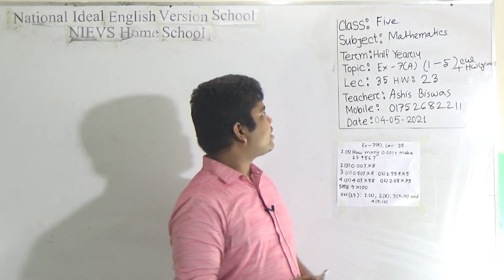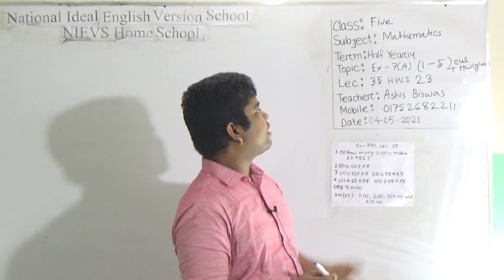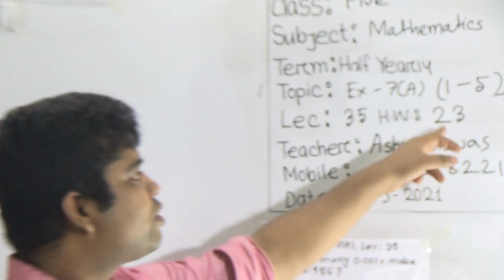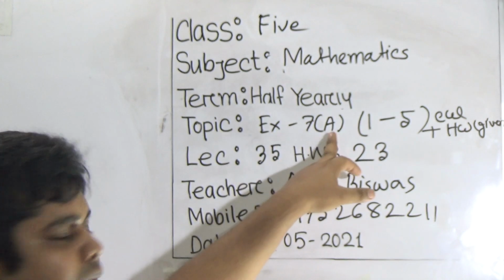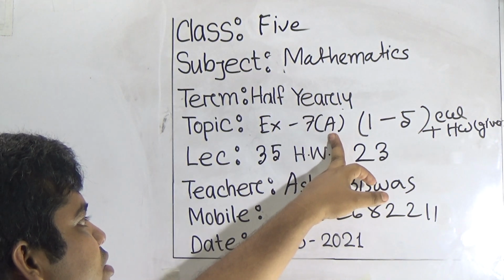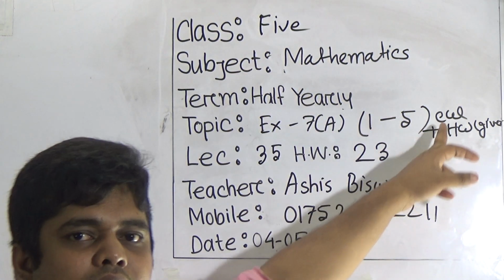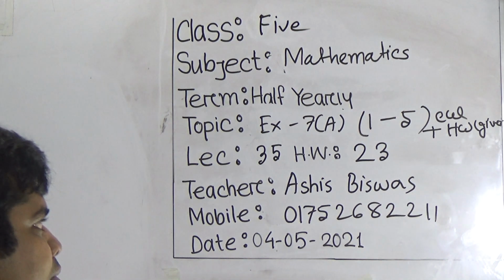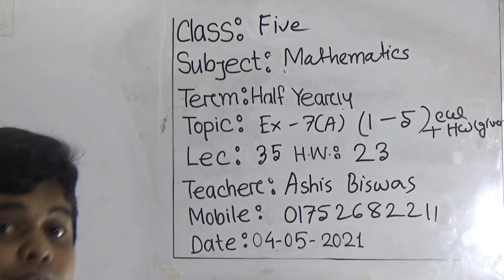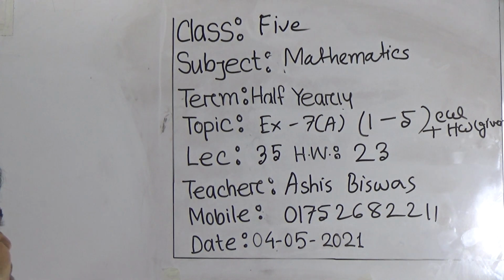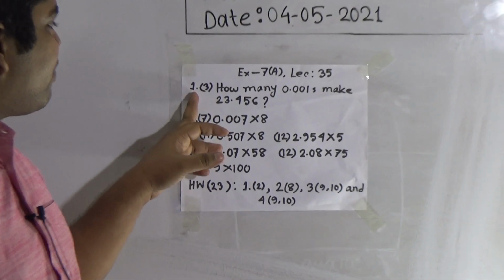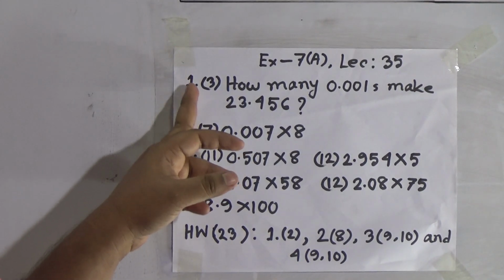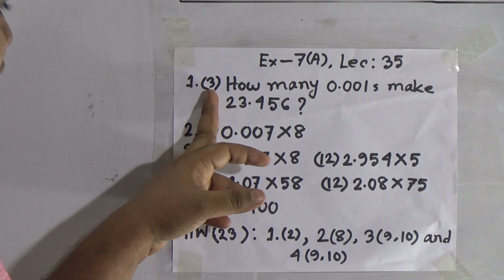Today is our lecture number 35 of half yearly, and today's SW number will be 23. My dear students, today's topic is exercise 7a. From that chapter we shall solve question number 1 to 5 as your CW, and HW is given after completing our class. Okay, so my dear students, let us start our class. Here exercise 7a, lecture number 35. So first question number 1 and sub number 3.